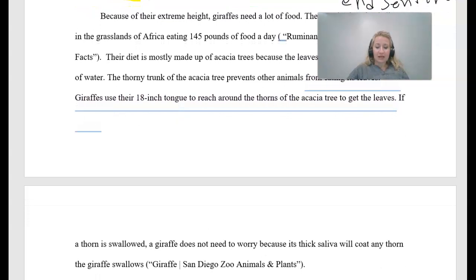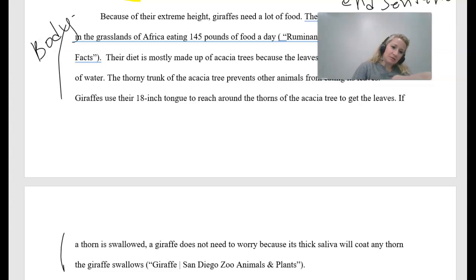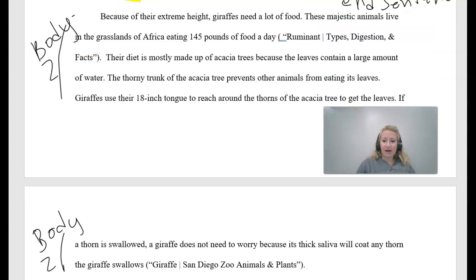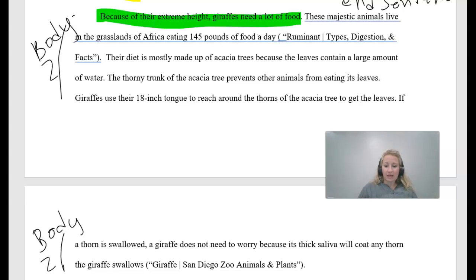So you can see that it doubles over on both pages. So if you just go like this and do body 2, and if you want, so you're not confused, you can write it on the next page. That'll be helpful, hopefully. And then we are going to follow that same pattern where I highlight our topic sentence, and then I'm highlighting the last sentence also.